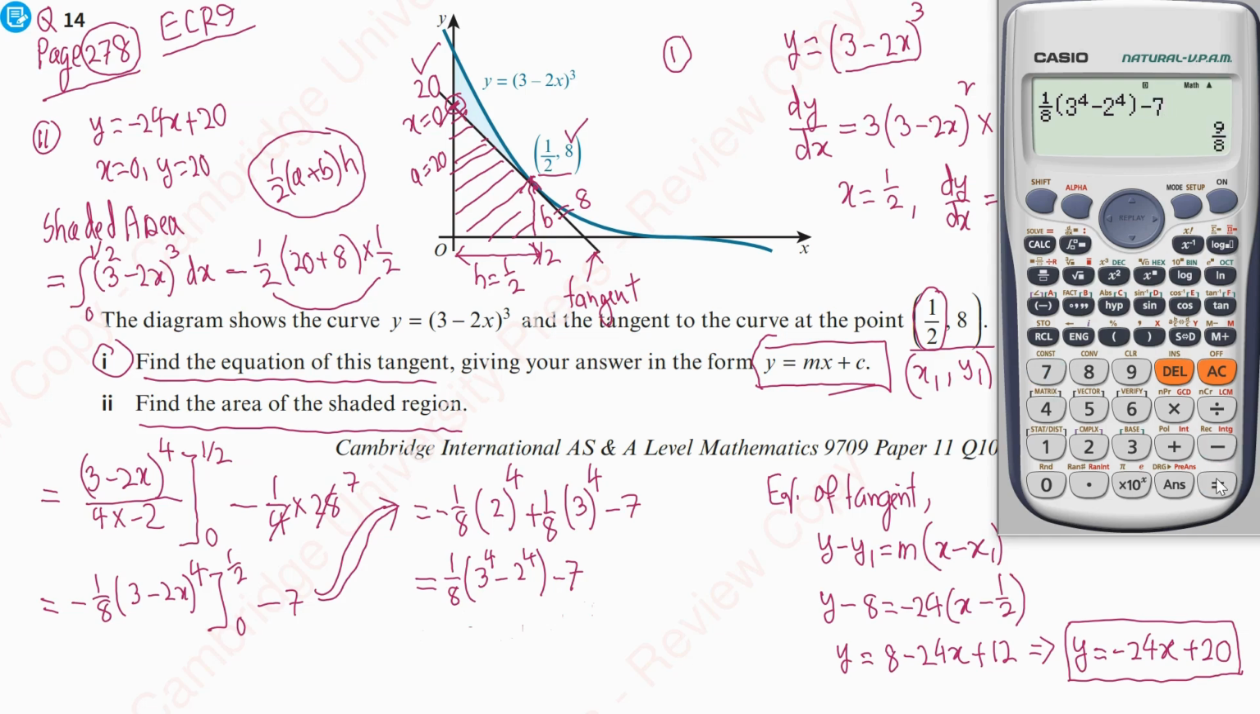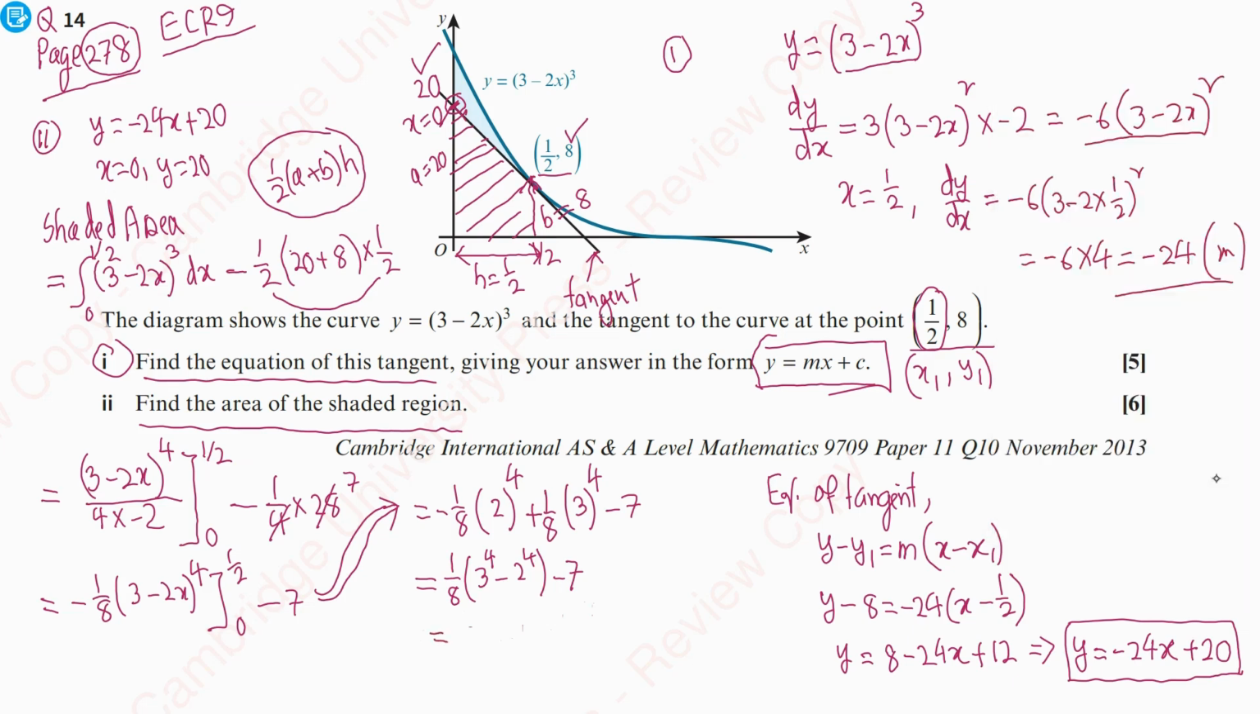and we got 9 by 8. So the value is 9 by 8, which we can also write as 1 and 1 by 8, and its unit is unit square. This is our answer to this question.